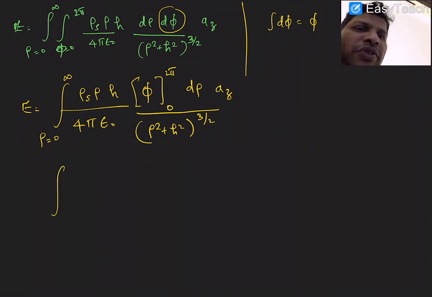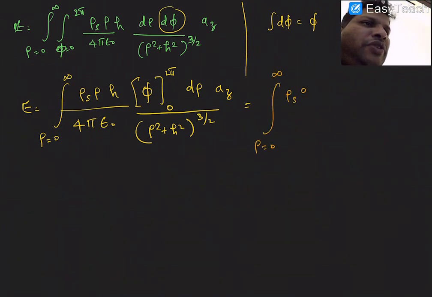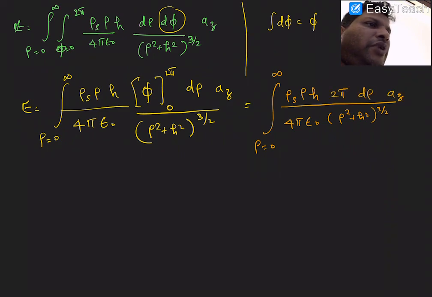So I will substitute this. So this becomes integral rho equal to 0 to infinity rho s into h divided by 4 pi epsilon 0 into rho square plus h square whole power 3 by 2, then into 2 pi will come here, then d rho into Az. So 2 pi and the 4 pi will cancel and it will change to 2. Okay. So what will happen here? You see, this will change to 2.